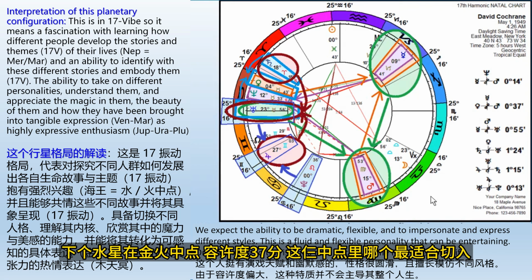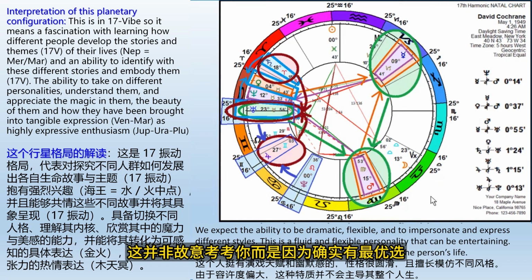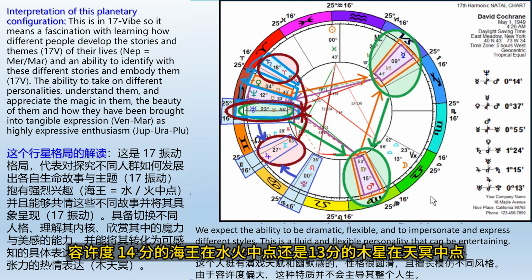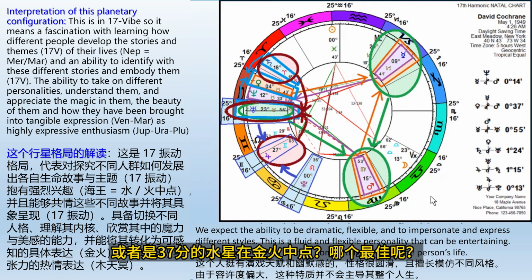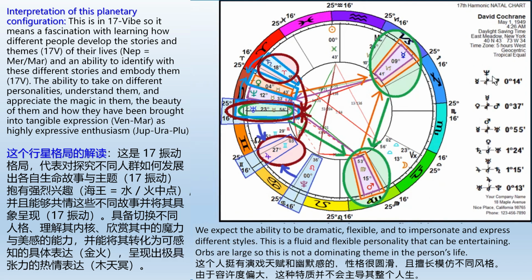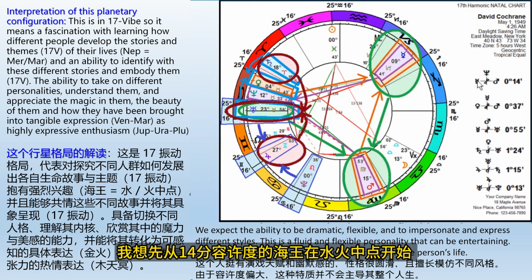Which one of these three midpoints is it best to start with? There's one that's the best to start with. It's not a trick question. There is one that is the best one. Is it Neptune at Mercury, Mars 14 minutes, Jupiter at Uranus, Pluto midpoint 13 minutes, or Mercury at Venus, Mars 37 minutes? Which one? We want to start with Neptune at the Mercury, Mars midpoint 14 minutes.